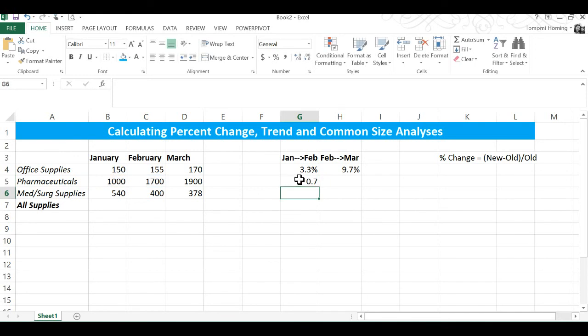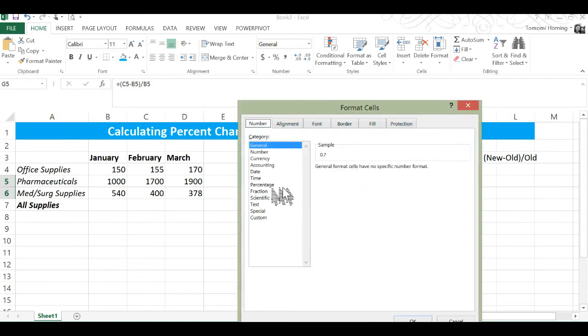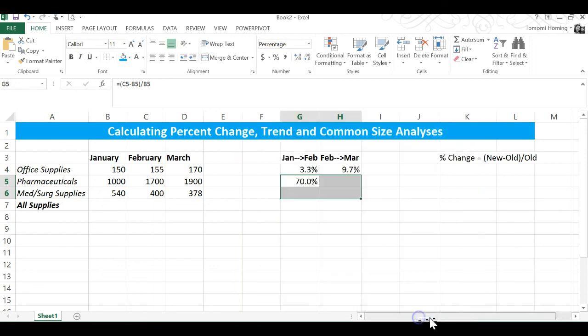You can see there, and we'll just go ahead and format cells, percentage, and you can see here there was a 70% increase from January to February. And you do have to do a gut check. Does 70% make sense? It does, because it went from 1,000 to 1,700.